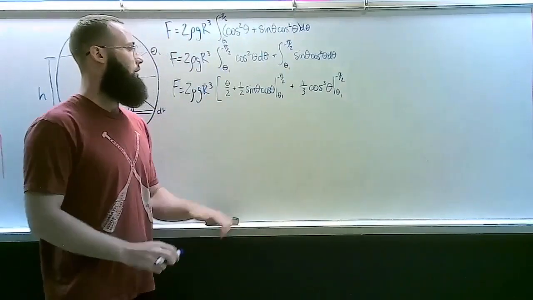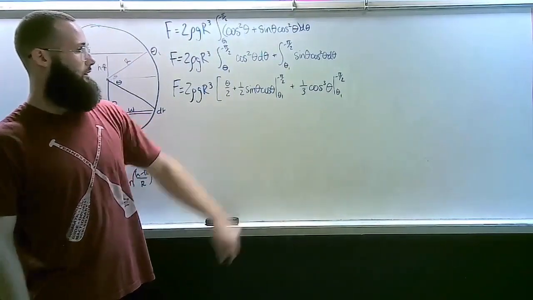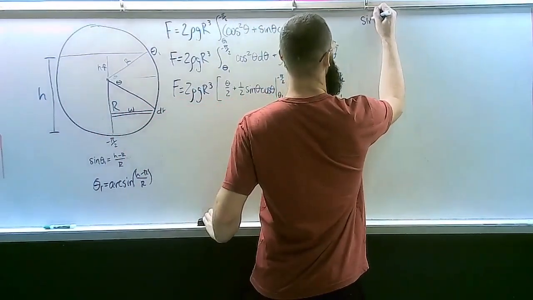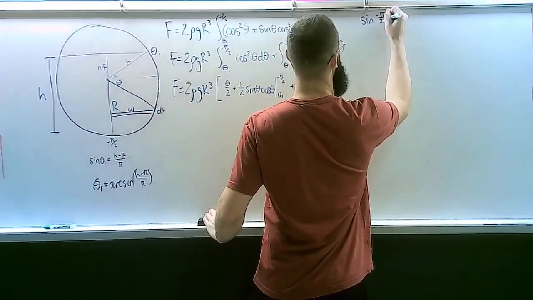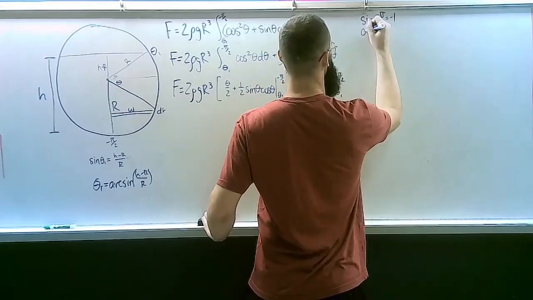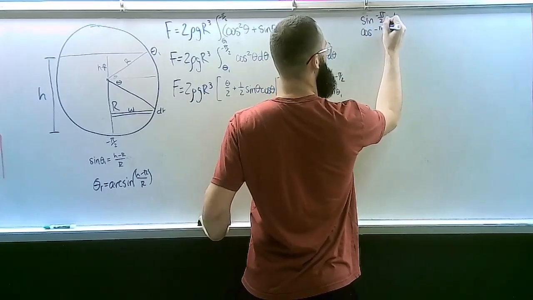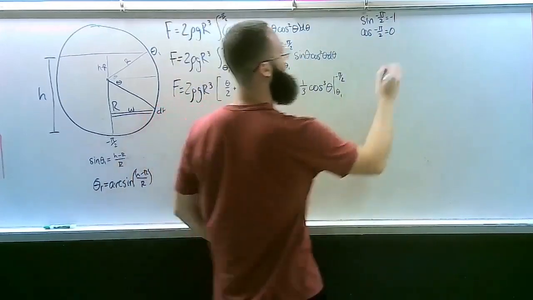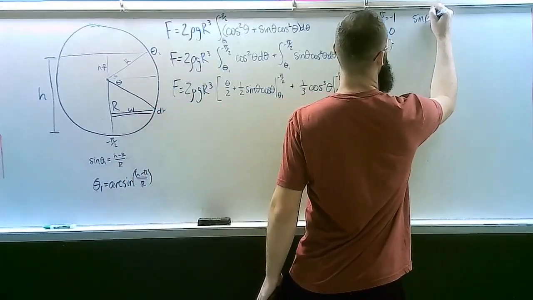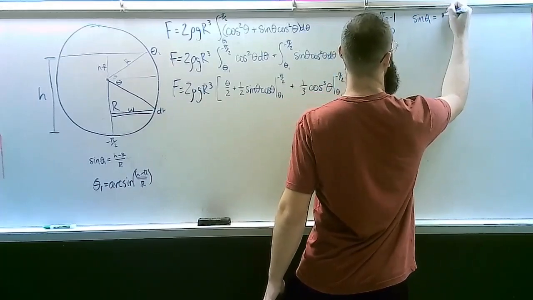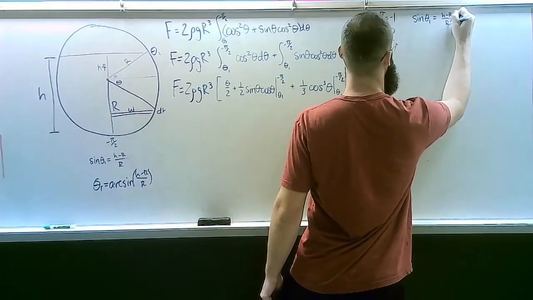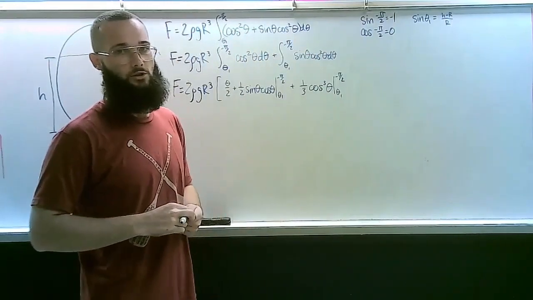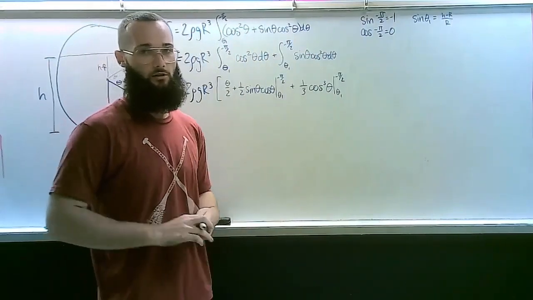So now we need to figure out what the value of sine and cosine are at each of these points. We know sine at negative pi over 2 is going to be equal to negative 1. We know that cosine at negative pi over 2 is going to be equal to 0. We know that sine of theta 1 is going to be equal to (h minus r) over r. That's because when you take the sine of an arcsine function, it will return whatever's inside the arcsine function.